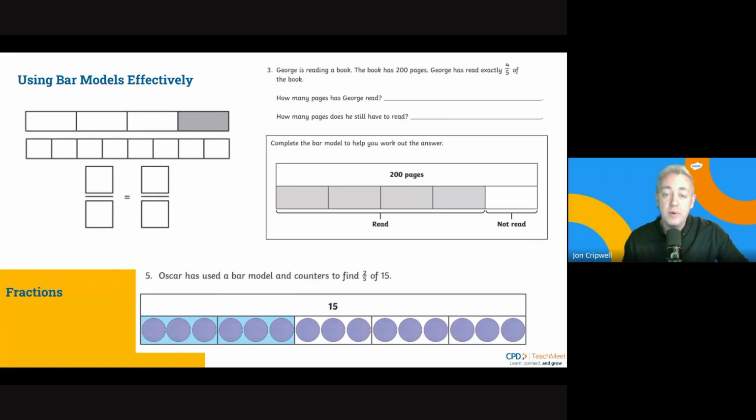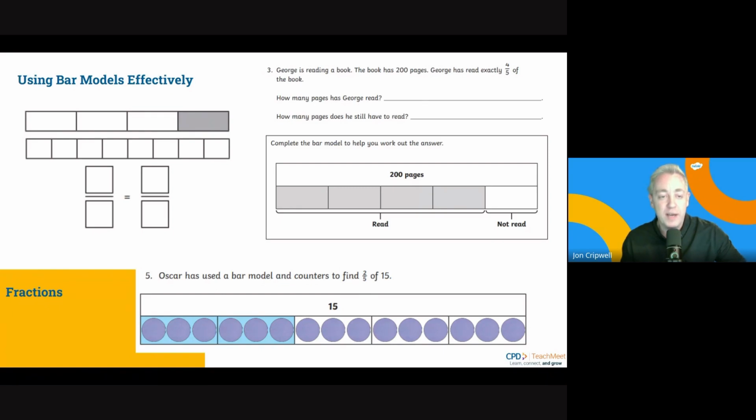Here's a nice example of where a bar model can be used to support a word problem. So we've got George reading a book. The book has a nice round 200 pages, which is helpful. And George helpfully has read exactly 4/5 of the book. It's nice when we get numbers like this that have been chosen for the purpose of exposing the maths, isn't it?